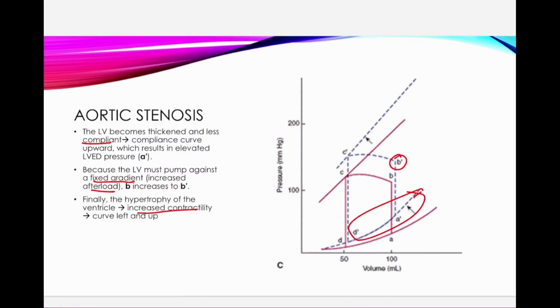Okay? So these are the changes that occur with aortic stenosis. The valves still all close, so every point is still sharp. They all close, nice little sharp boxes.